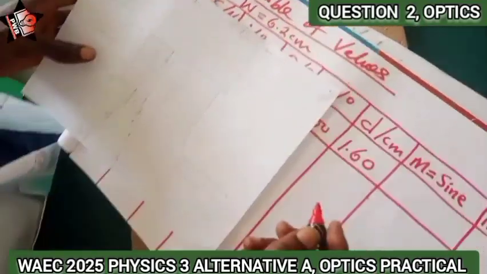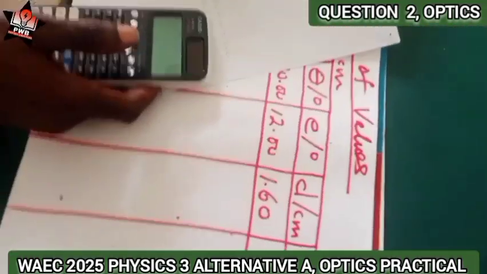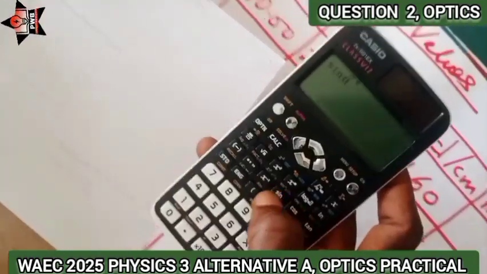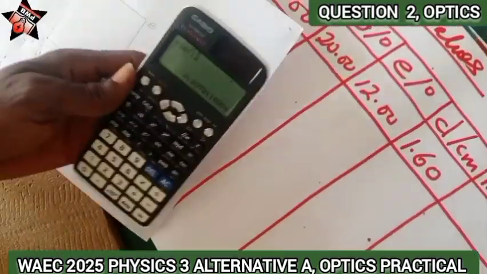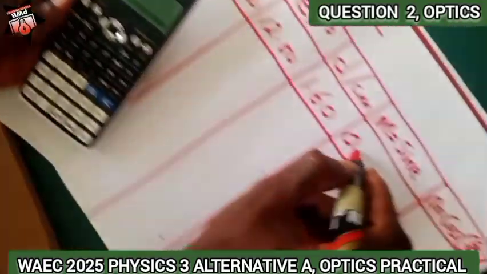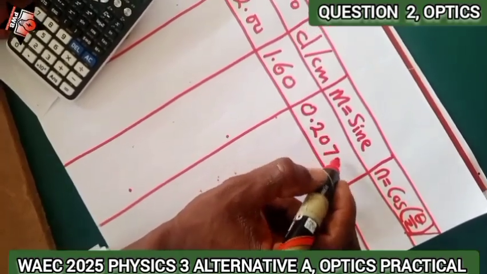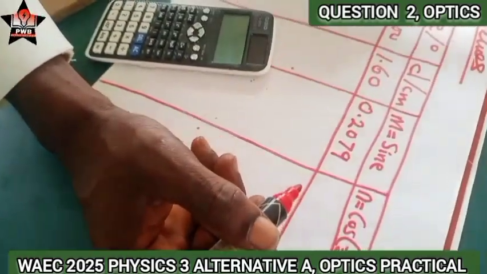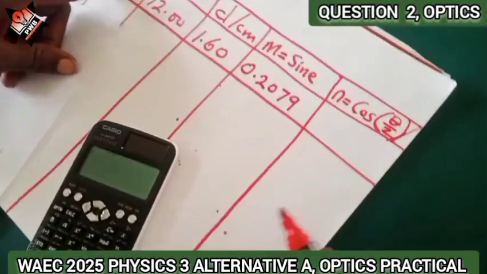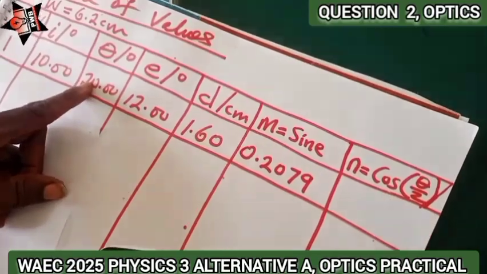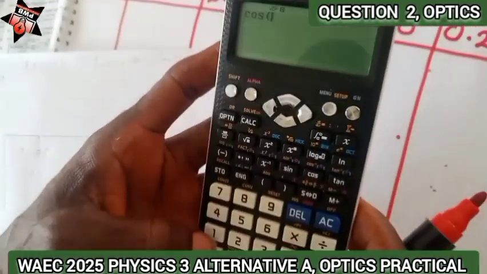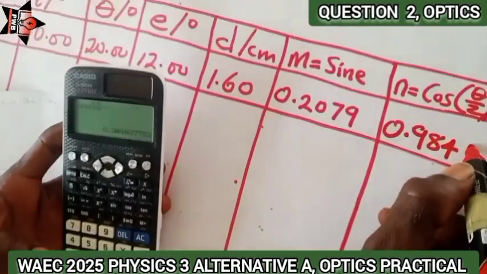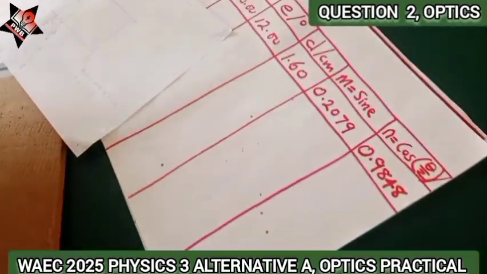Our M, so our M simply means sine E. Sine of this, sine 12. So you press sine 12, you find out the answer is, let's try to 4 decimal places, 0.2079. Cos theta over 2, meaning 20 over 2 gives you 10. So you just write cos 10. So cos 10 is 0.9848. Always write sine and cos to 4 decimal places, the way it is in the 4-figure table.